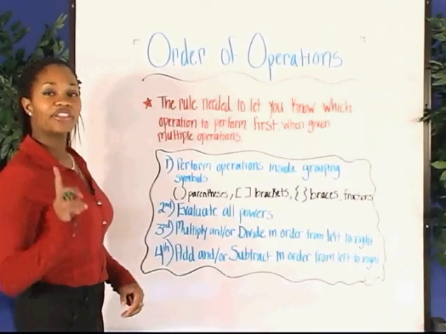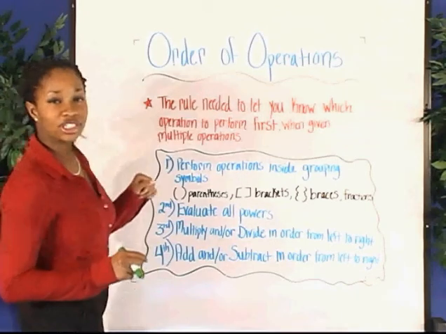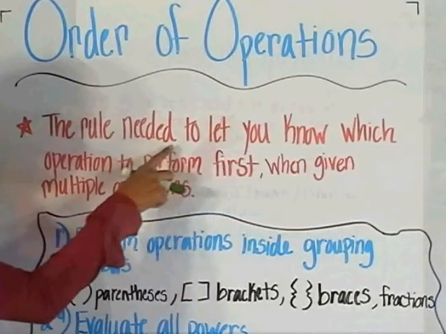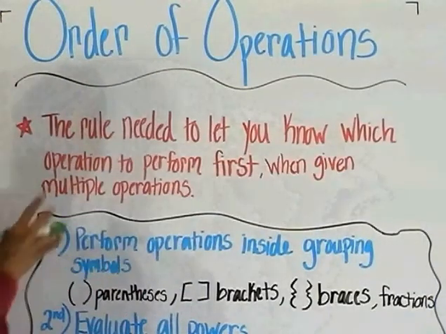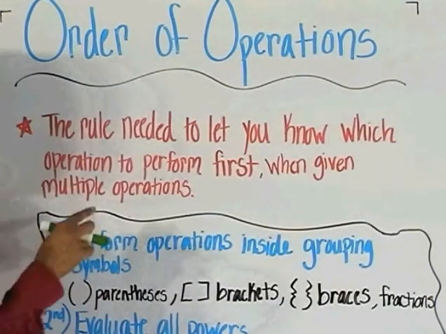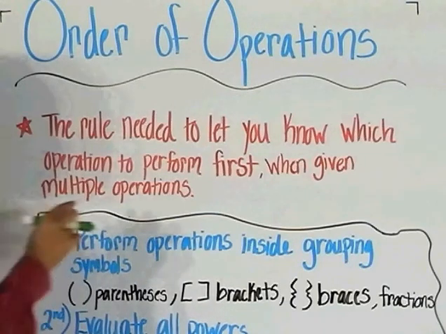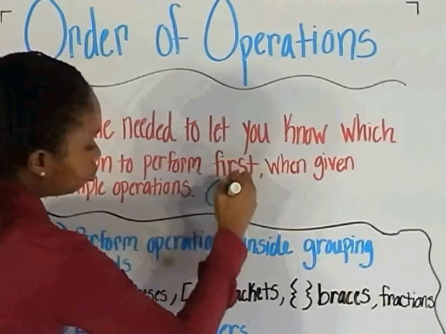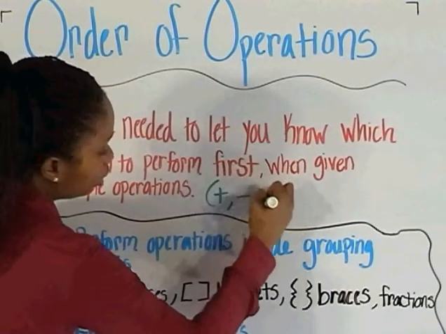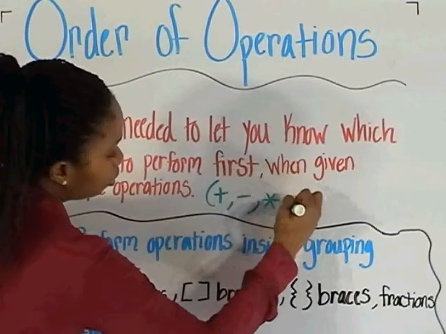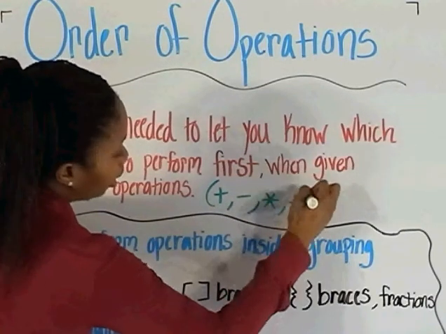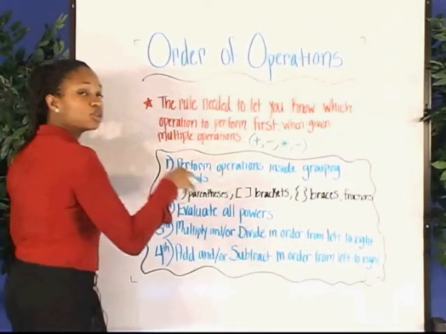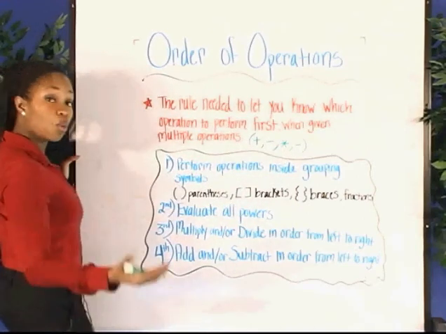So now we're going to talk about the order of operations in a little bit more detail. Let's go back over that definition. The order of operations is the rule needed to let you know which operation is to be performed first when given multiple operations. Now remember what an operation is? Operations are addition, subtraction, multiplication, or division. And the order of operations is going to let you know which one of these to do first if you have more than one operation.